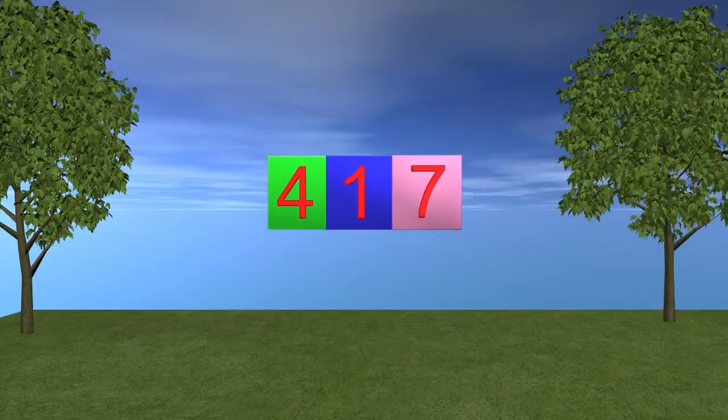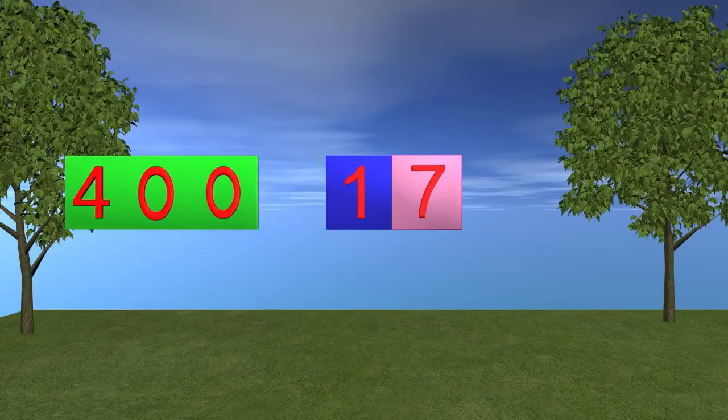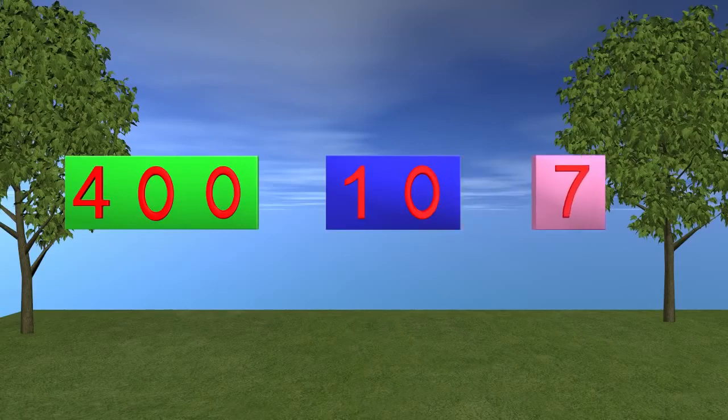Here we have the number 417. So how much is the 4 worth in this number? The 4 is in the hundreds place, so we have 400. How much is the 1 worth? The 1 is in the tens place, so it is worth 10. How much is the 7 worth in this number? Since the 7 is in the ones place, we know it is only worth 7.